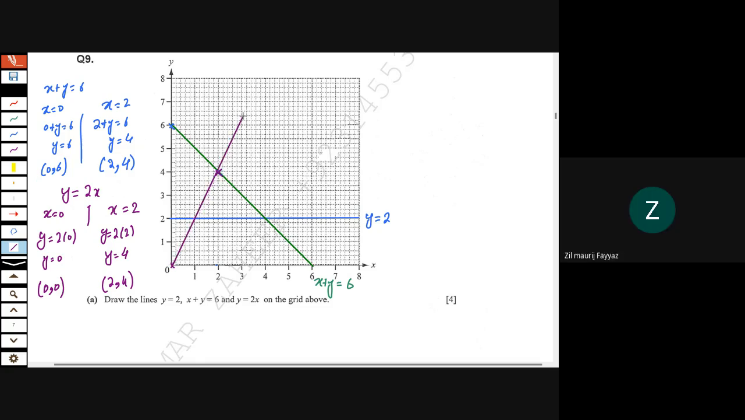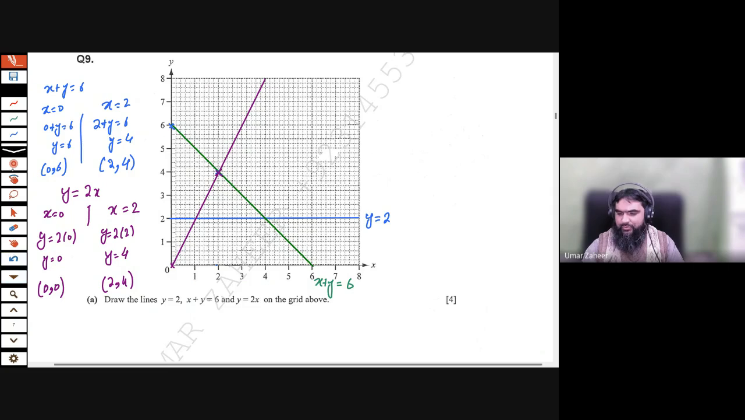Sir, can we take any point of x from the line? Yes, you can choose any point, but it must be on the grid. For example, if I substitute x is equal to 6, the answer is y is equal to 12. Means we will get the point 6 comma 12. But the problem was there is no 12 on the y-axis. So yes, you have to choose a point that will be in the grid. Any point is a correct point, but the problem was it is not on the grid.